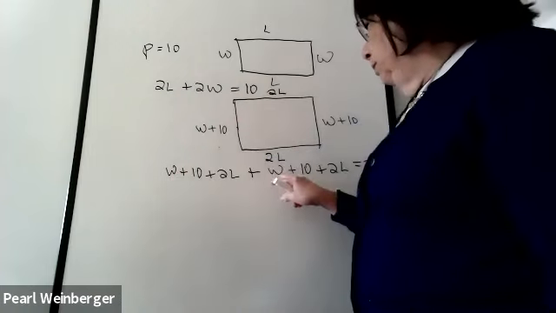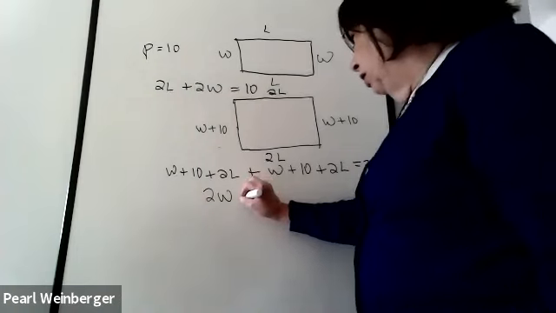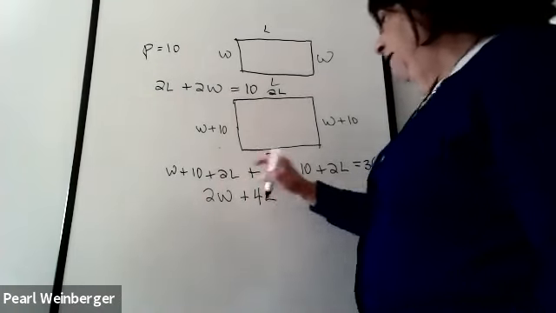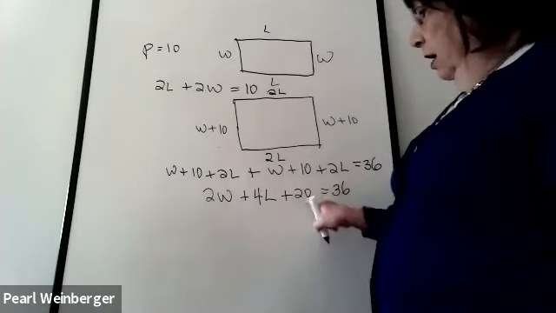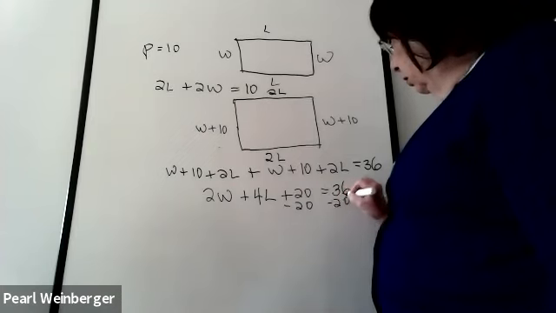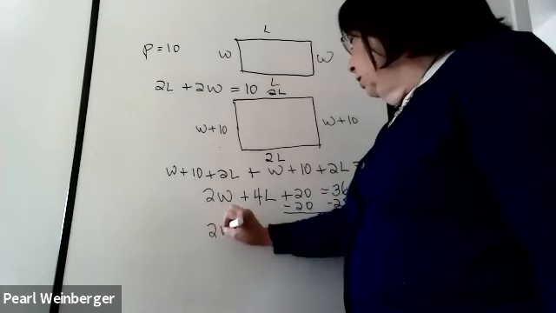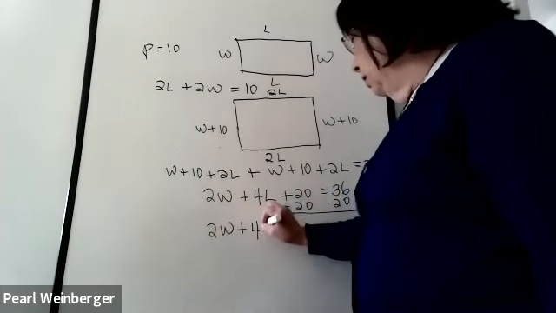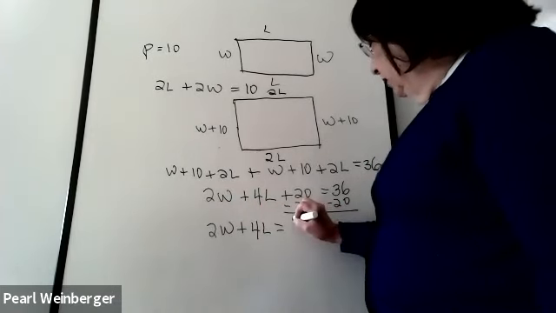So here there's a W plus a W, which is 2W. And then there's a 2L and a 2L, which is 4L. And then there's a 10 and a 10, which is 20. All that adds up to 36. And I'm going to bring this 20 to the other side. So this is going to give me that 2W plus 4L equals 36 minus 20, which is 16.